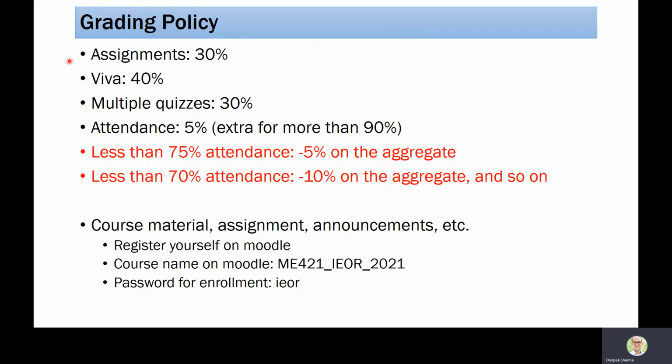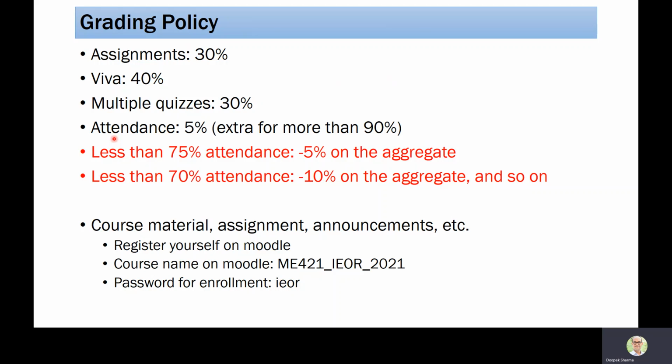Since we have this particular semester online, the grading policy is decided as follows. We have assignments, so I will be giving you multiple assignments on different topics that will be covering around 30%. There will be multiple quizzes. Those quizzes will constitute around 30% of the grading. I have kept Viva for 40%. The Viva will be done on the topics which we will be covering in this particular course.